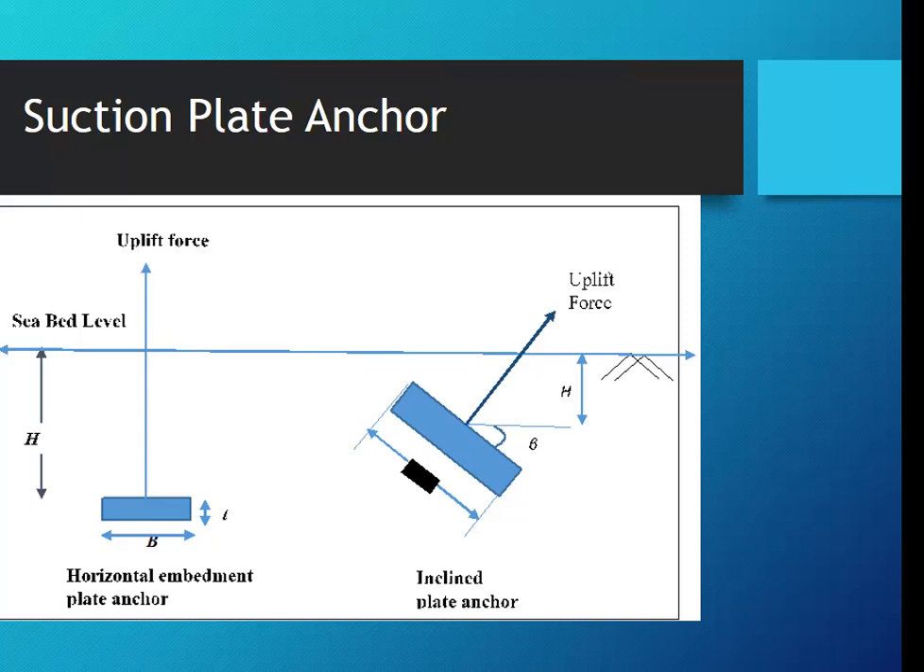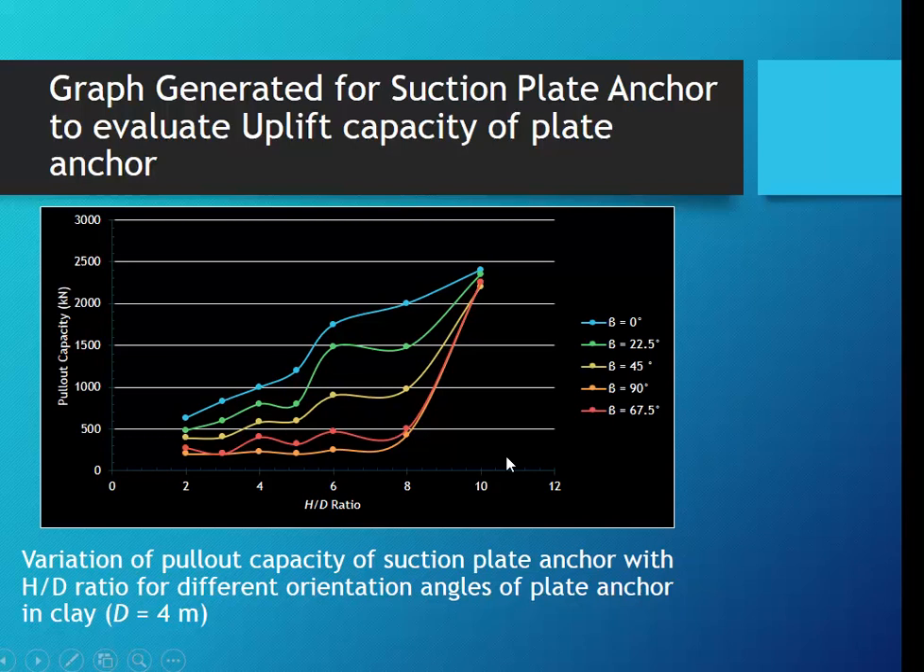Then the next type of anchor is the suction plate anchor. The suction plate anchor may be a circular plate anchor or a strip anchor. So this H is the embedded depth of the plate, and B is the width of the plate. Here I have taken the circular plate anchor, so D is the diameter of the plate. Again the inclination of the plate, which is beta, varies from 0 degree to 90 degree, and again I have designed some charts.